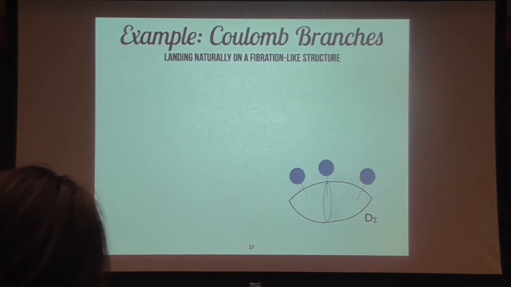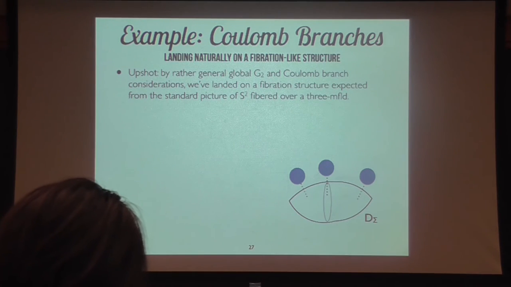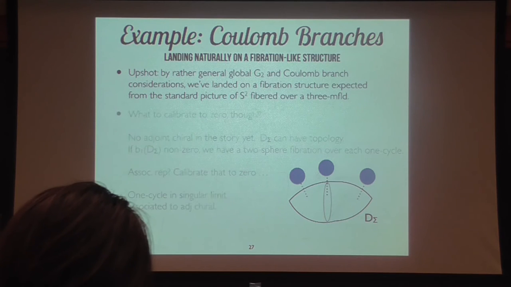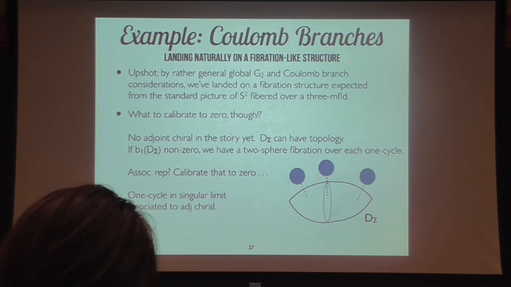Okay, so anyways, the point is that we're getting a very similar picture here based on this critical Joyce-like relation. So by rather general global G2 and Coulomb branch considerations, what we've landed on is a fibration structure, and this is expected from the standard picture of S2 fibrations over a 3 manifold that people talk about in G2 compactifications. But we got there by quite general techniques, making some assumptions to say that if M theory realized this type of physics, here's the extra structure.